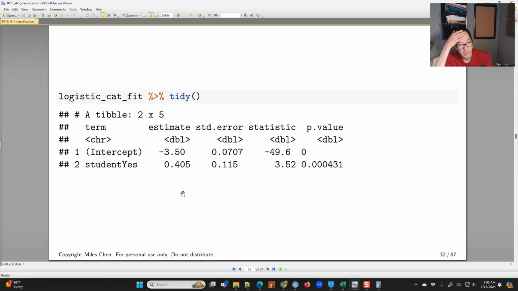Then here I just say, hey, give me the coefficients. We throw the results into tidy, and we get the same estimate, right? 0.405, a positive thing. We have a p-value of 0.0004, indicating that it is significant. The intercept, on the other hand, has a p-value of practically 0, with negative 49.6 for a statistic there.